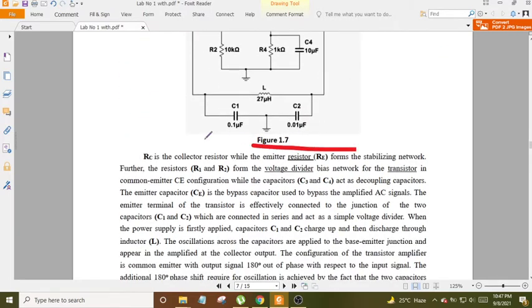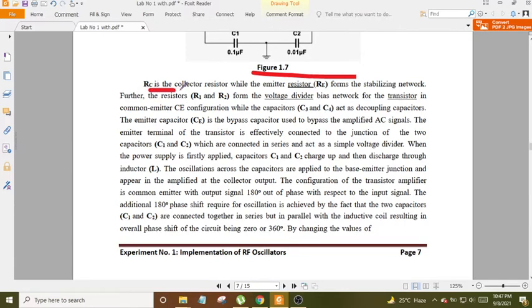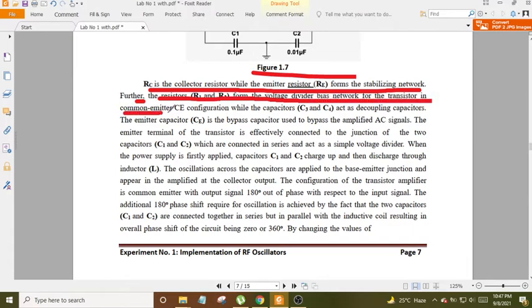In Figure 1.7, RC is the collector resistor while the emitter resistor, RE, forms the stabilizing network. Further, the resistors, R1 and R2, form the voltage divider bias network for the transistor in common emitter configuration, while the capacitors C3 and C4 act as decoupling capacitors. The emitter capacitor, CE, is the bypass capacitor used to bypass the amplified AC signals.